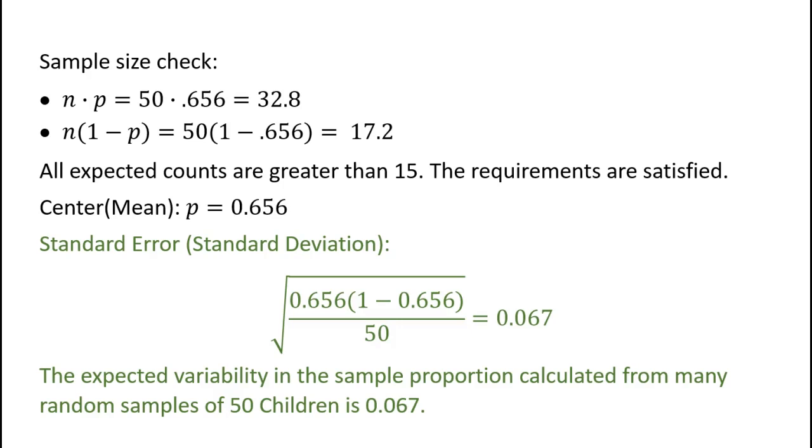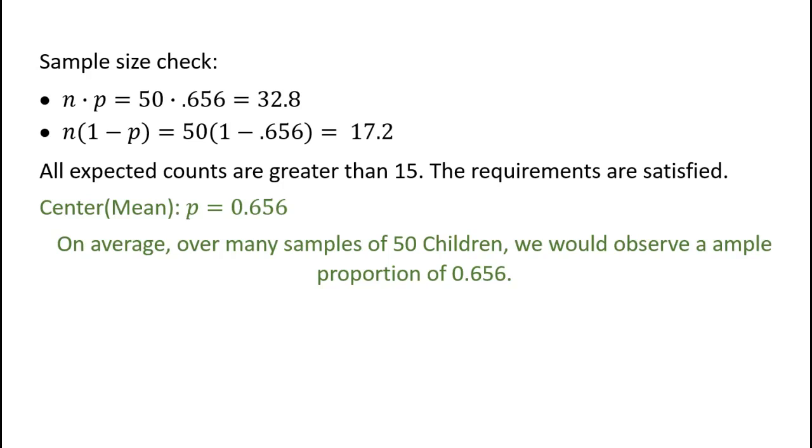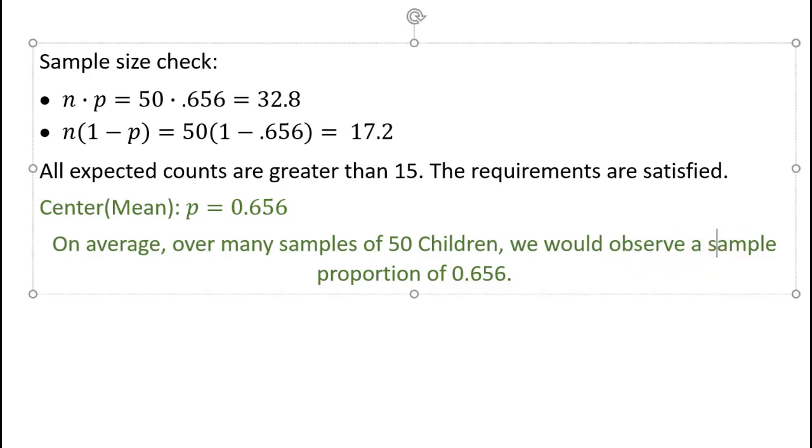Forgive me, my slides are out of order, so let's do the center first. Let me skip ahead here. All right, so looking at our center, notice the center is going to be equal to p. Well, p is equal to 0.656. This tells us on average, over many samples of 50 children, we would observe a sample proportion of 0.656.